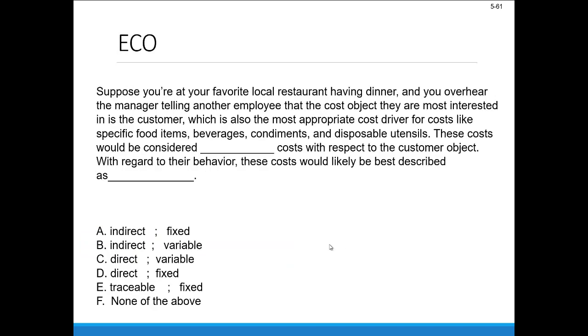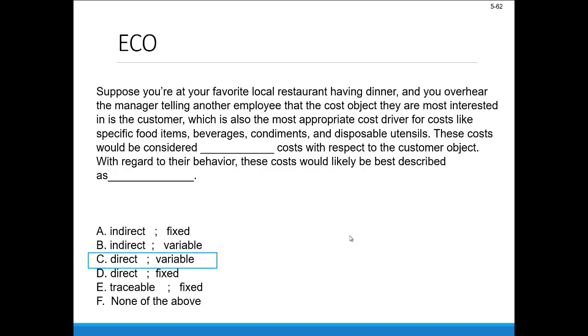All right, next up, suppose you're at your favorite local restaurant having dinner, and you overhear the manager telling another employee that the cost object they're most interested in is the customer, which is also the most appropriate cost driver for costs like specific food items, beverages, condiments, and disposable utensils. These costs would be considered blank costs with respect to the customer object. And then with regard to their behavior, these costs would likely be best described as what? Pause that, think about the potential answers down here, and then I'll be back with the solution right away.